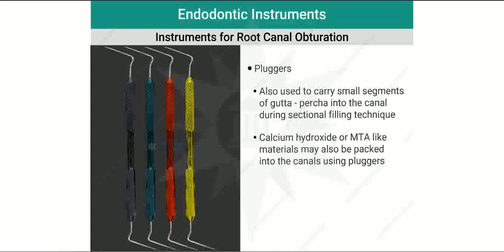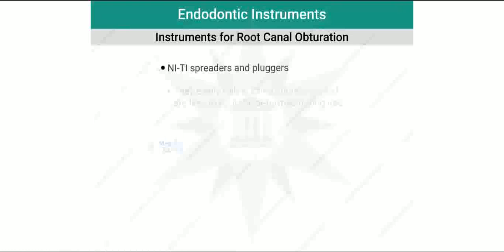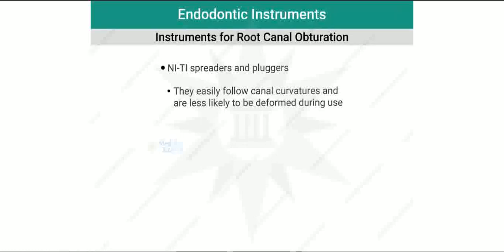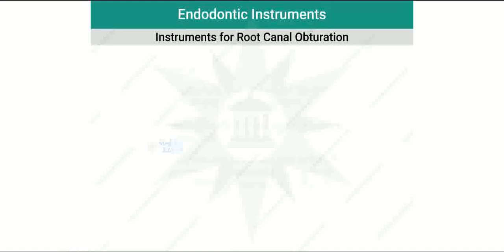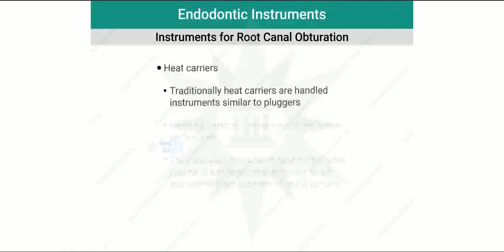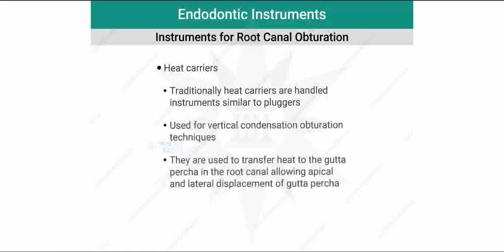Heat carriers. Traditionally, heat carriers are hand instruments similar to pluggers. They are used in vertical condensation obturation techniques. They are used to transfer heat to the gutta-percha in the root canal, allowing lateral and apical displacement of the gutta-percha. And there is the electric heat carrier. These are devices that carry heat to the gutta-percha, for example, Endotec.